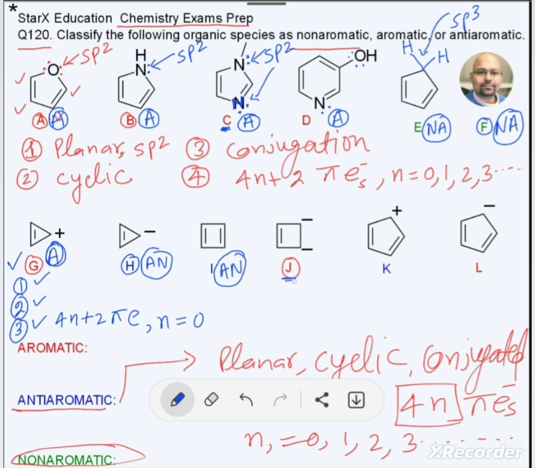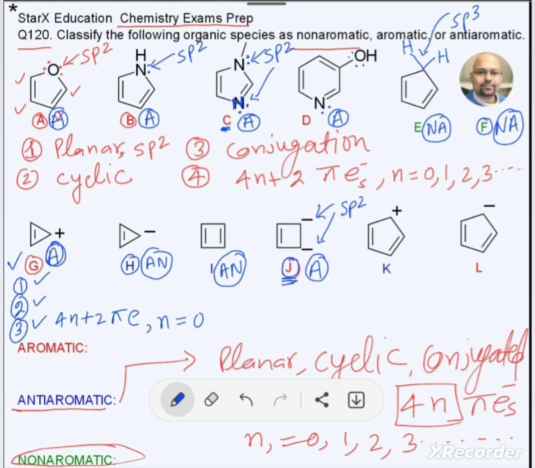Now species J. So this species has 2 carbons, those are clearly visible as alkene carbons, sp2 hybridized. But these 2 carbons are also sp2 hybridized. So therefore this species J is also aromatic, and the reason for that is because again it fulfills the requirement of Hückel's rule of aromaticity. It's got 6 pi electrons, and it's planar, it's cyclic, and there is conjugation. Therefore J is aromatic.